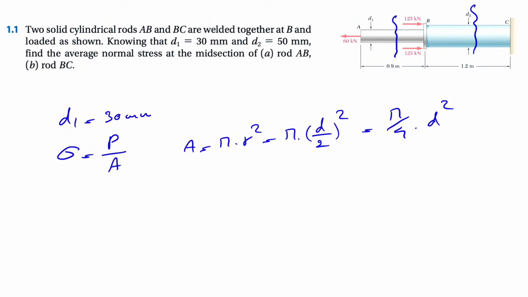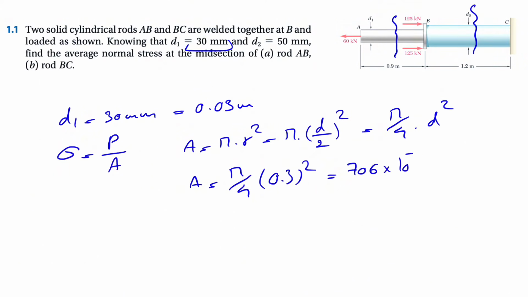But before that, the unit of our diameter is millimeters, and to convert it to meters we divide by 1000, which gives 0.03 meters. Now we're good to go to find the area: pi divided by 4 times 0.03 squared, and if we calculate this, we get 706 times 10 to the minus 6 meters squared, and that would be the area.